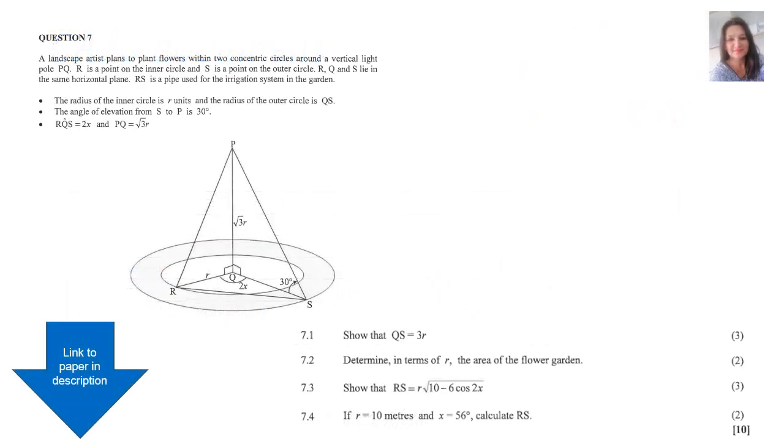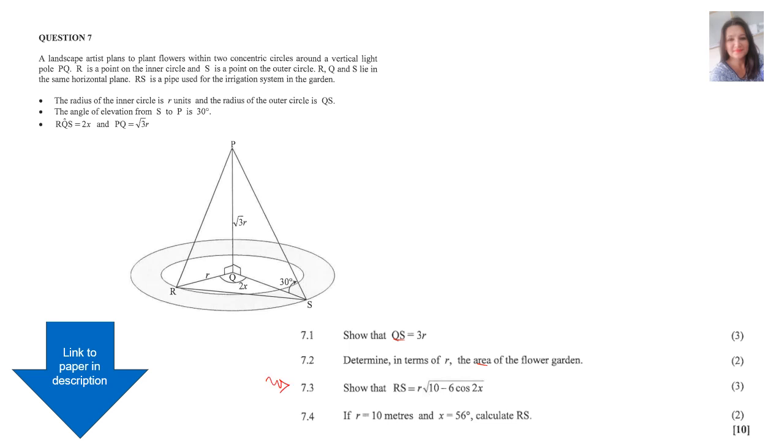Now here you can see that this is a proper three-dimensional question. And then there's number 7.1. We must show the length of QS is equal to 3R. And then number 7.2, determine in terms of R the area of the garden. This is what this is all about. But then I want to show you something here on 7.3.